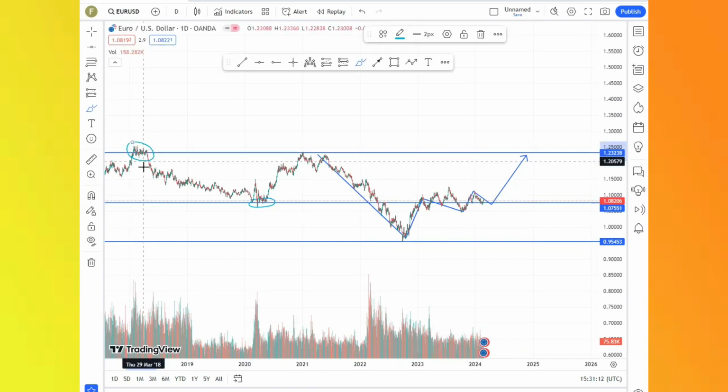This high which we had here made the market move to the downside and consolidate to the downside before reaching this level here and starting to move to the upside, retest, and continue to the upside. That's where we got our market structure.